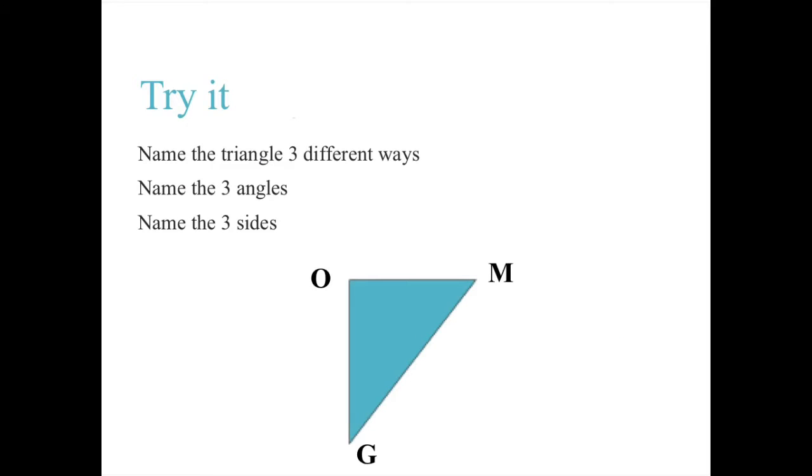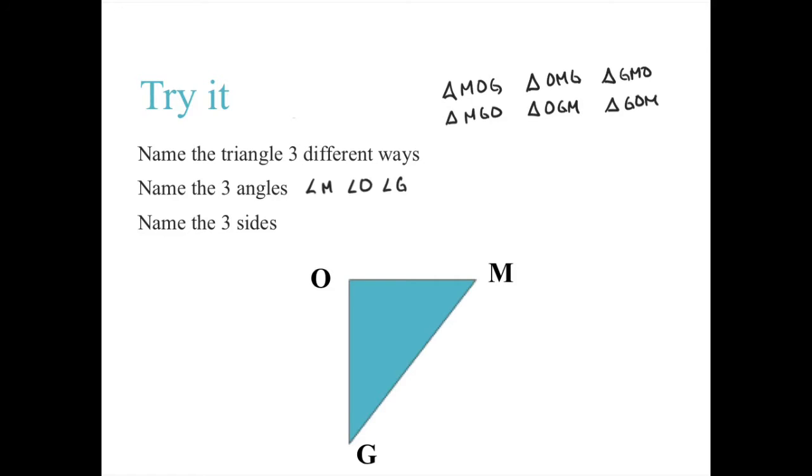Here you see a triangle. This triangle can be named in many different ways. Each way will have a triangle symbol in front of it. As you can see, a triangle is named by its 3 angles. The 3 angles are angle M, angle O, and angle G. We also have 3 sides. Now traditionally, the segments that make up the sides are labeled alphabetically, but they don't necessarily have to be. Each side is a segment, so it has a segment symbol above it.